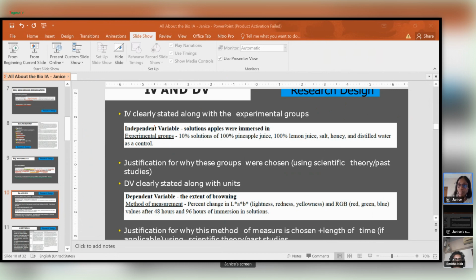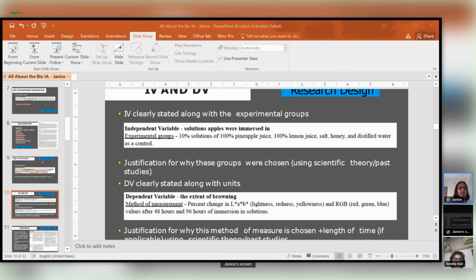Are you getting it? Yes. So here, in this case, when I'm taking different solutions, my distilled water will act as a control, on the basis of which I will analyze whether the data that I've collected has gone up or gone down, and why it has gone up.